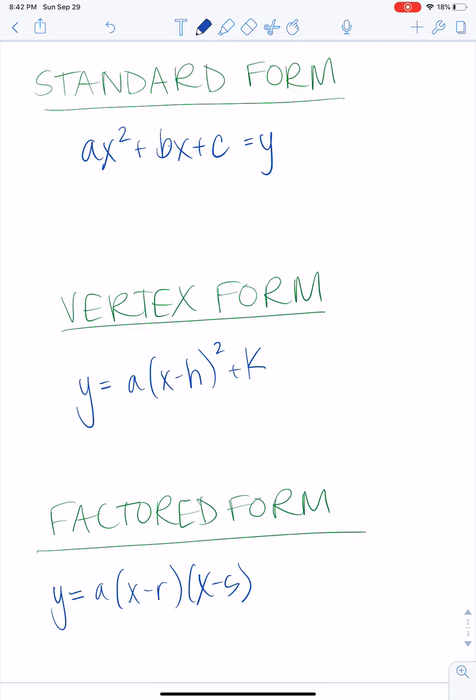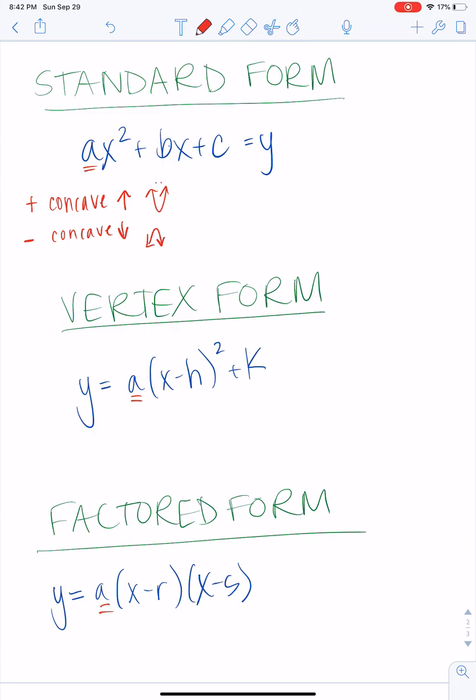Each of these forms has its own special piece to it. This a value is very important and very similar for all three forms. If the a value is positive, it gives me a concave up parabola, one that looks like a smile almost. If I have a negative a value, it gives me a concave down parabola, one that looks like a frown. That's for all three of these forms, so the sign of the a value determines the concavity of the parabola.